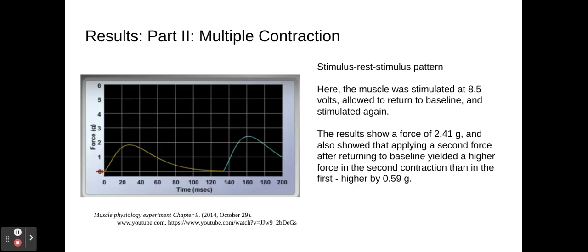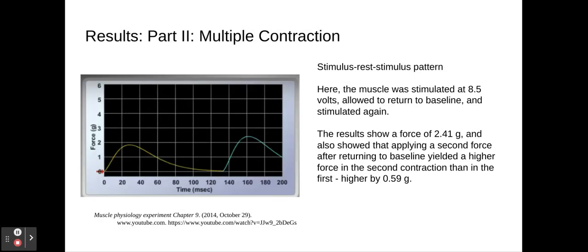Part 2 of the experiment demonstrated the effects of three stimulation patterns on force when stimulation was applied at the maximum voltage of 8.5 volts, as demonstrated in Part 1. This figure shows the results of a stimulus-rest-stimulus pattern. Here, the muscle was stimulated at 8.5 volts, allowed to return to baseline, and stimulated again.